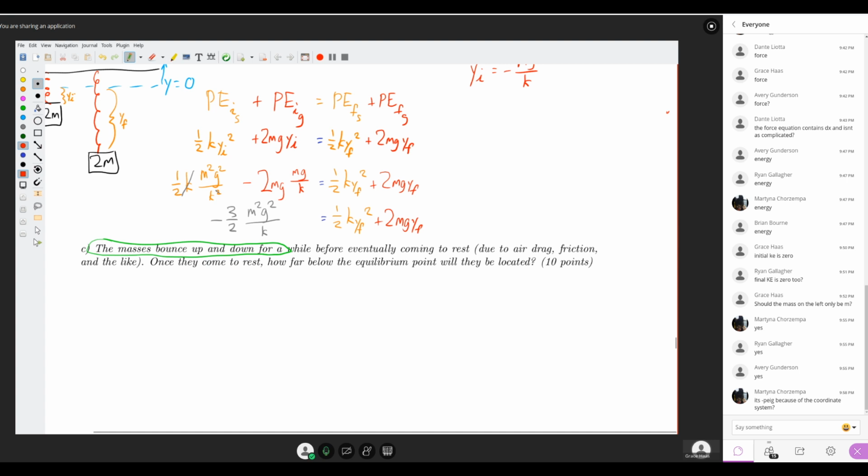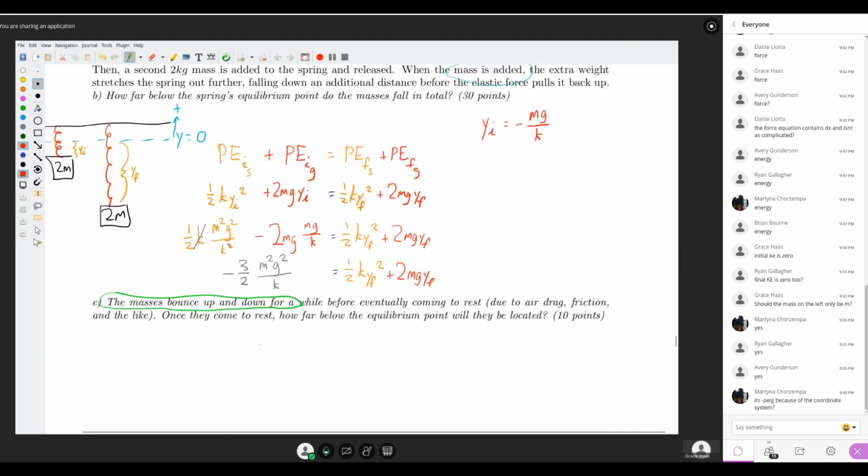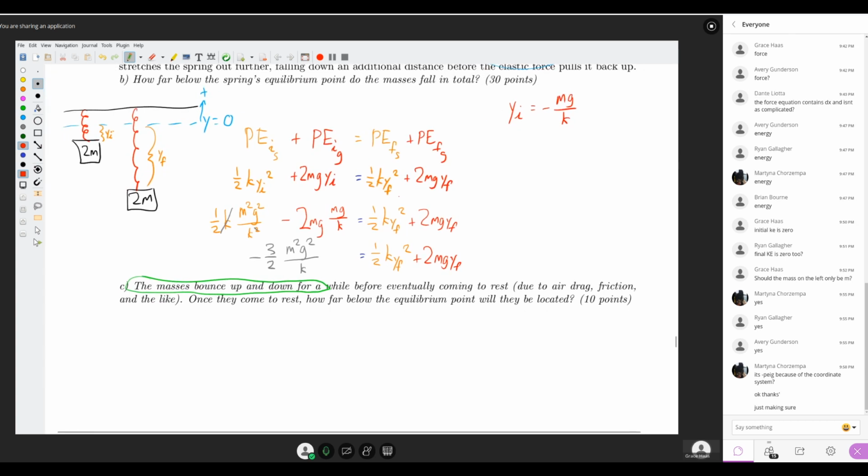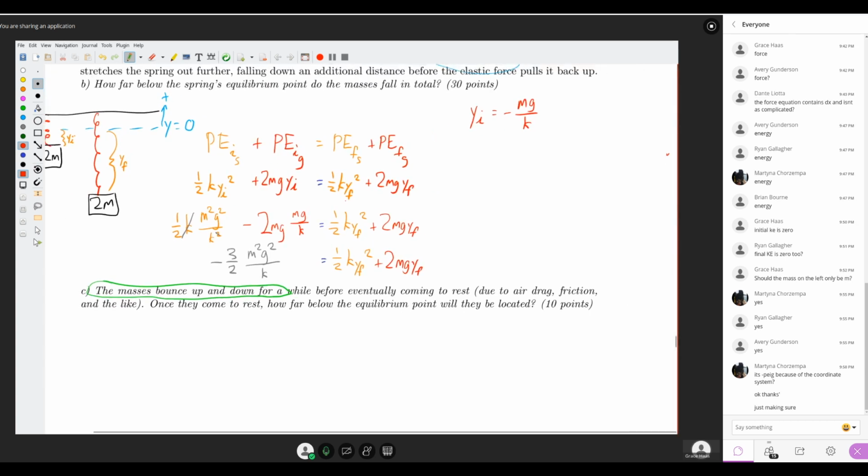Yes, Martina. So we've chosen a coordinate system where up is positive, but where everything hangs below the y equals 0 point. So yeah, you have to choose up as positive for potential energy. Yes, exactly. So at this point, you could just use the quadratic formula, and I wouldn't blame you if you did. But we can actually be a little bit clever here.